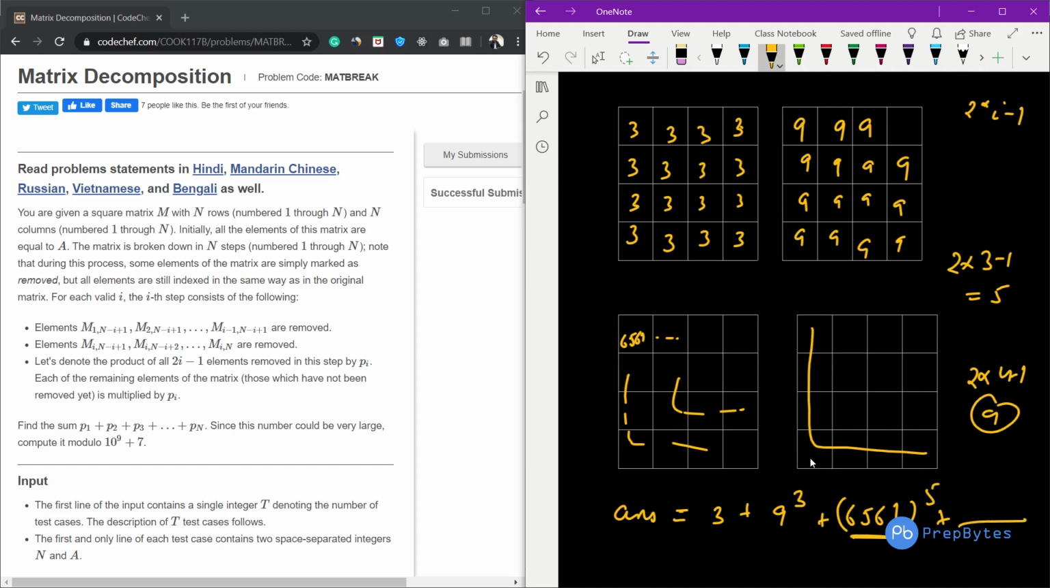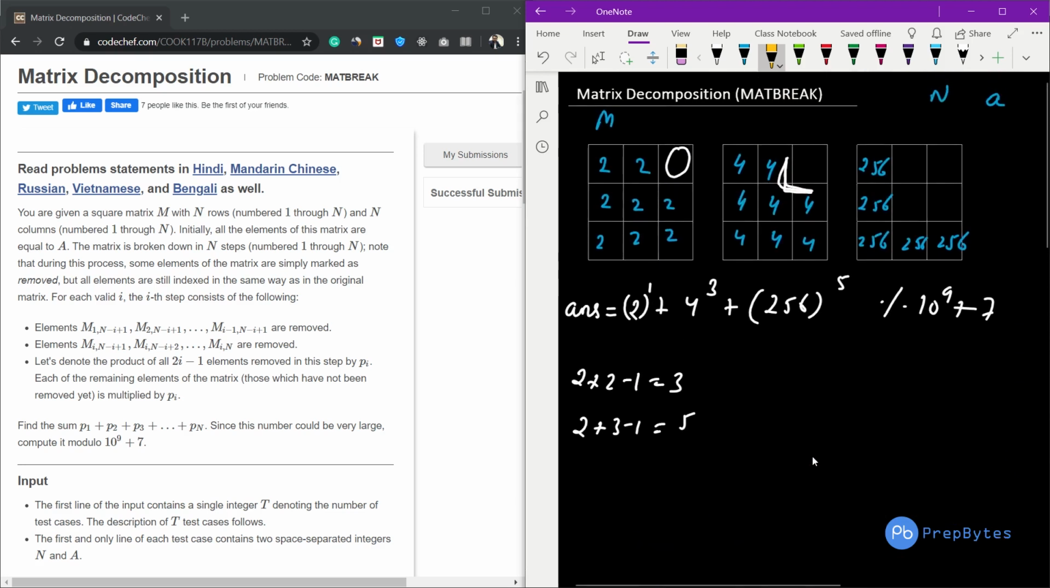So this was the question, and how do we approach it? Actually it is not a difficult question. It just requires fast exponentiation, that is a to the power of b in log b time, and mod with 10 to the power of 9 plus 7, whichever mod is given in the question.